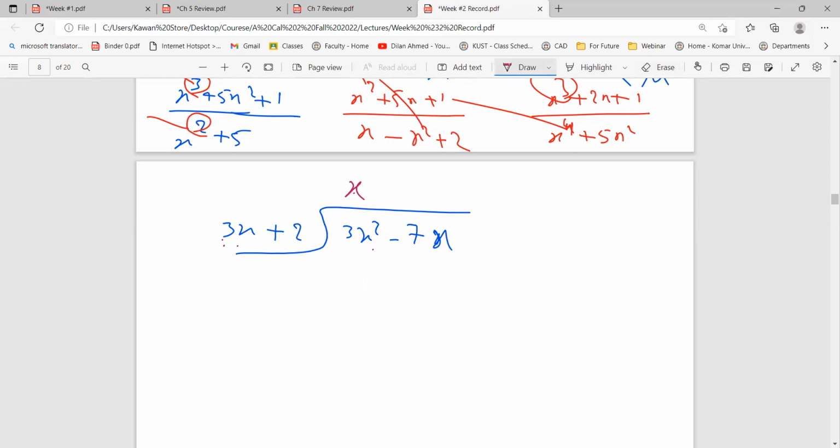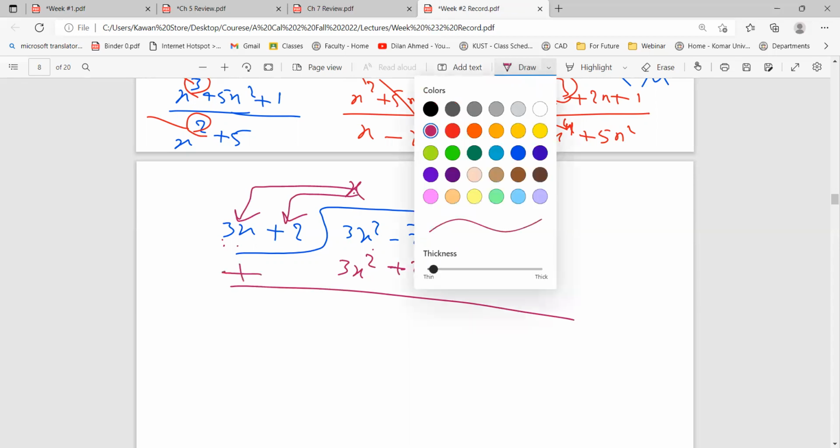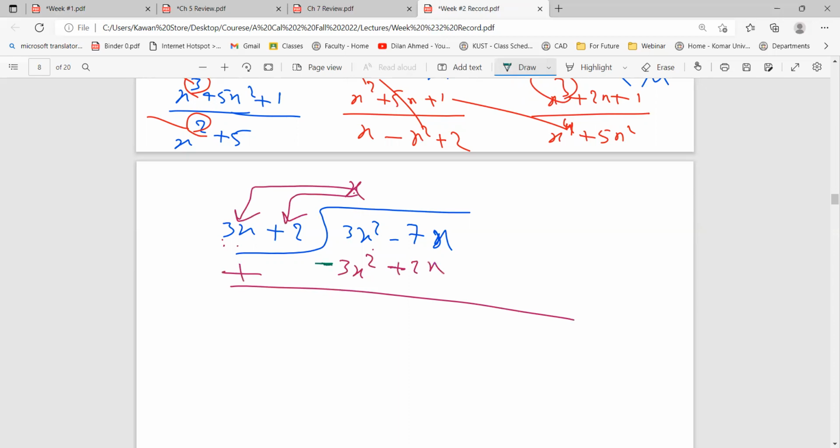So x multiply 3x, x multiply 2. So I'm going to use that one and multiply that one. So I'll get here. Now we change the sign. We change that sign and we add them. So I will get that one is equal to 9x.